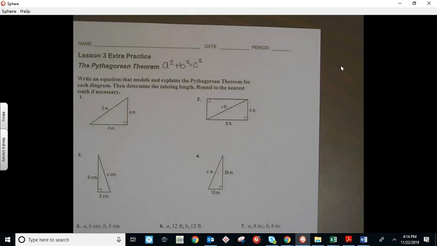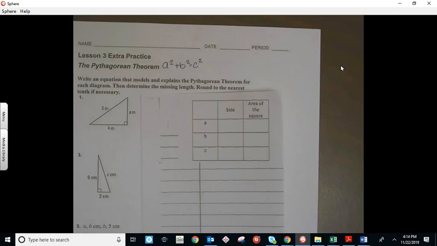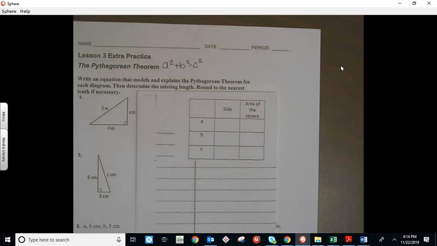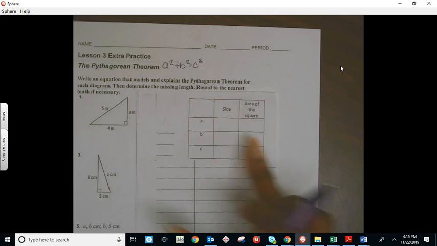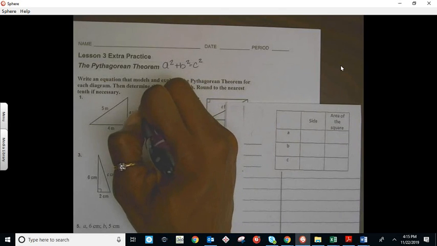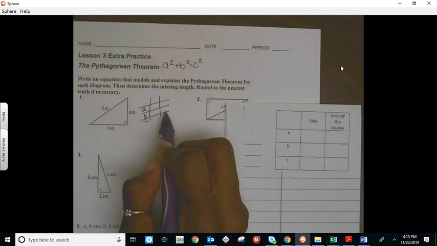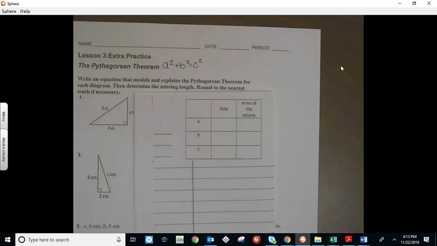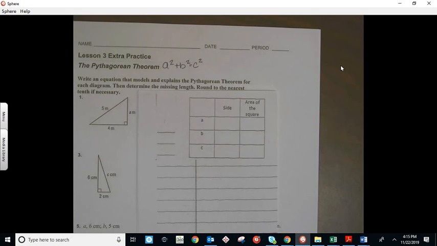I want you to get in the habit of creating a table. For the purpose of this beginning part, I'm going to have this pre-made table, but going forward, you'll just create your own table. So you have your A, your B, and your C, and then you'll do the sides, and you'll do the area of the sides. But for this, we'll go ahead and just use this, okay? I'm going to zoom in just a little bit.